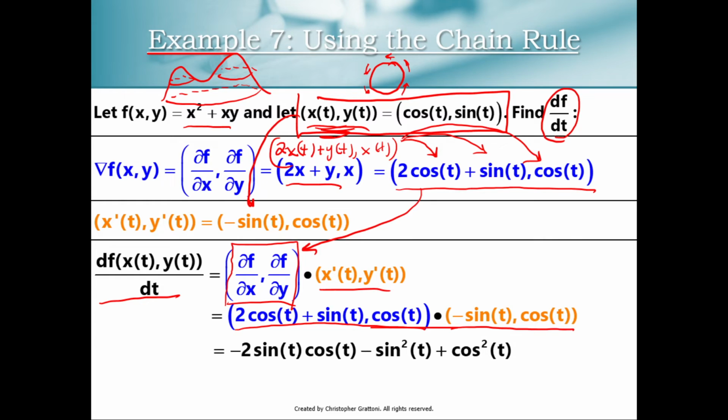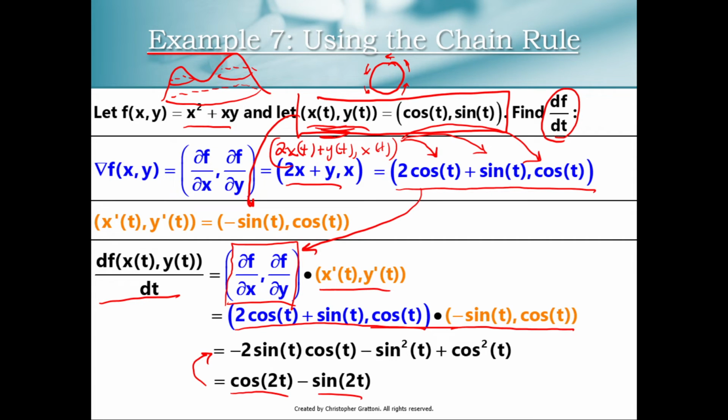Take our dot product. And if you're a big fan of trig identities, as I am, you could write a really nice looking final answer, cosine of 2t minus sine of 2t. If you don't like trig identities, you could leave the answer as the previous step, and that would be perfectly good as well. And what does this represent?